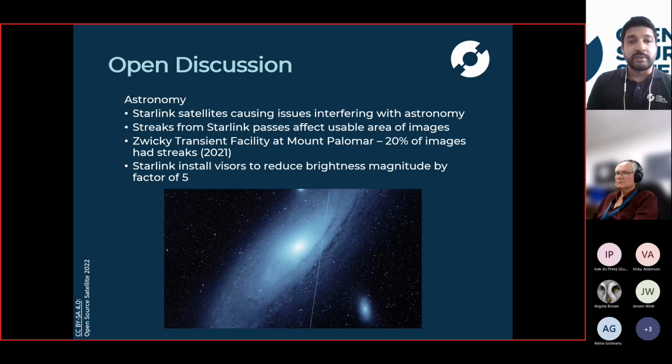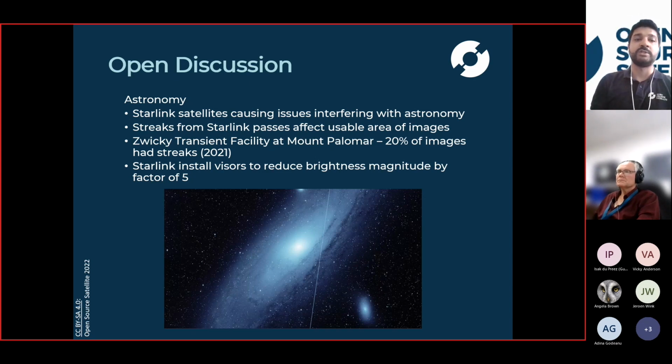Mega constellations have been affecting astronomy, as you may have seen in recent news articles, that the Starlink satellites have again been causing issues by leaving streaks in astronomical photographs. So this photograph from the Zwicky Transient Facility at Mount Palomar highlights this effect quite obviously with that streak down the middle right there. They found that 20% of the images that they took from 2021 had these streaks in them. So that's a fifth of the images that were basically affected.